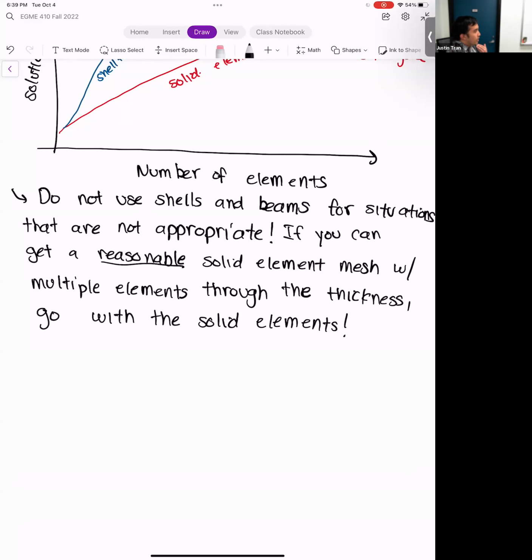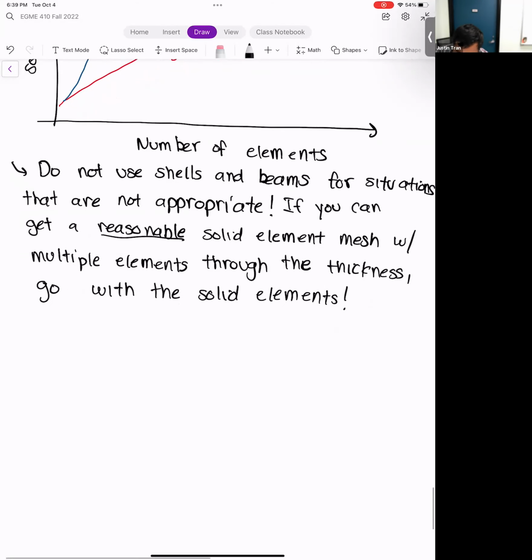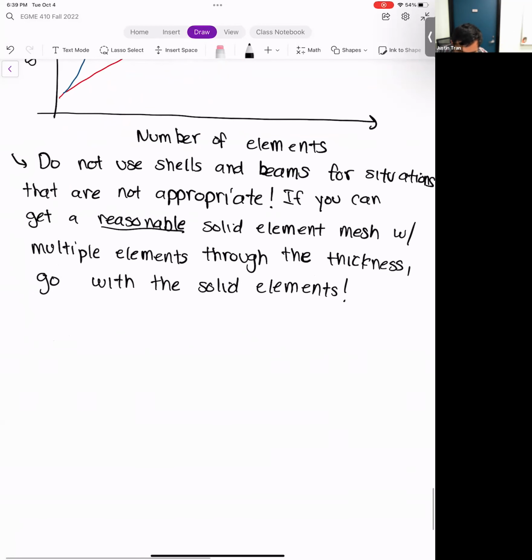Let's say that you got your CAD model, you didn't really do anything to it. You load it up into ANSYS and you mesh it, and it looks pretty good, and you get at least 3 or 4 elements through the thickness. In those situations, there's really no point in trying to use shells and beams. It's just going to create more hassle for you, and you're going to get worse convergence. In those cases, this plot here will actually swap.